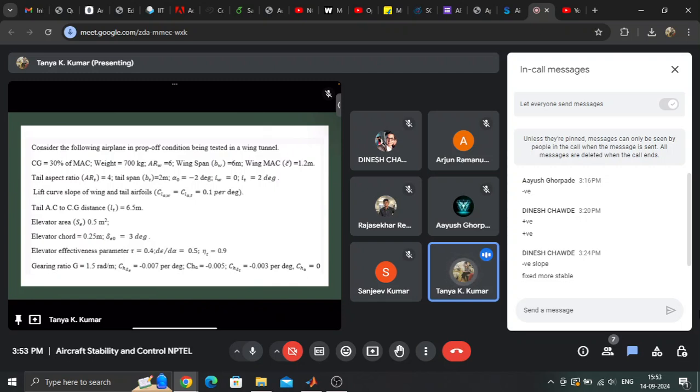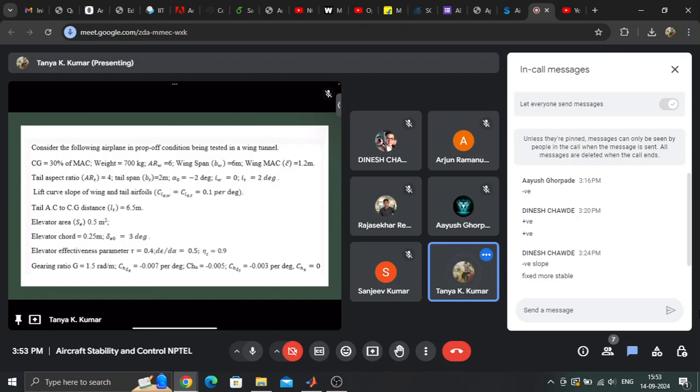Consider the following airplane in prop off condition being tested in a wind tunnel. So CG is 30% of mean aerodynamic chord. Weight is 700 kgs. So they're giving you the aspect ratio of the wing, wingspan, mean aerodynamic chord of the wing, aspect ratio of tail, tail span, alpha naught. That is, what is alpha naught? It is the alpha at which lift is 0. The wing setting angle, tail setting angle, lift curve slopes of the wing and the tail.